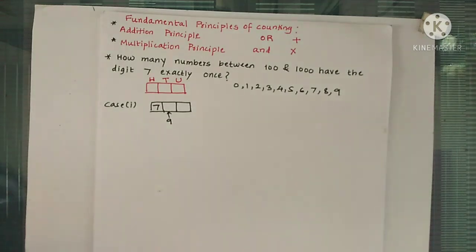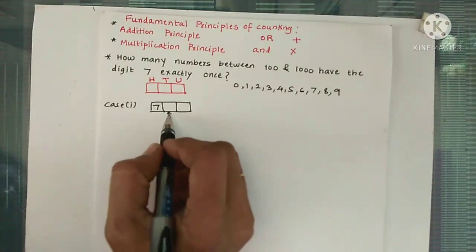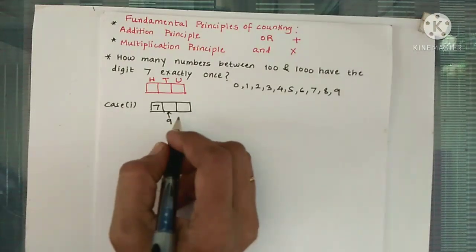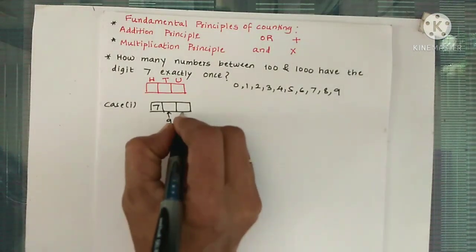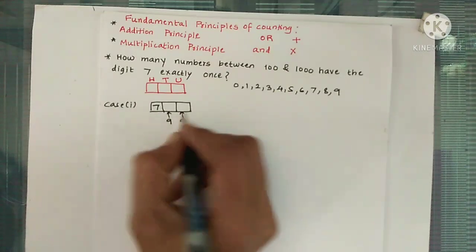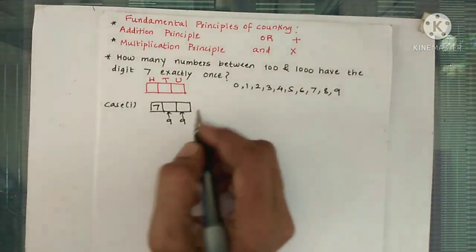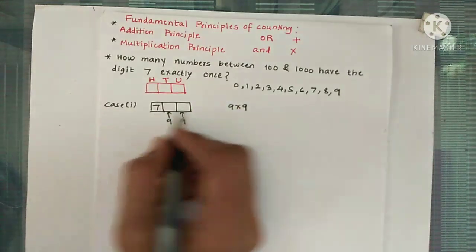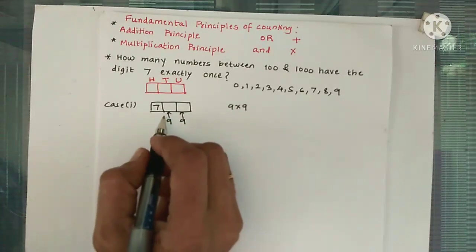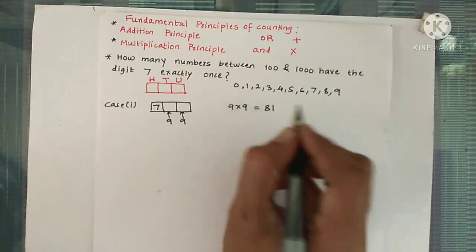So this place can be filled with any of the 9 digits except 7, because we want 7 to be exactly once, and we have 7 in hundreds place, so it is used. So the second place, tens place, can be filled in 9 ways. For the next one also we can use any of the 9 digits. So 7 is not repeated, but the other digits may repeat. So in case 1, the number of ways is, the first one is 1, because we are using only one digit for hundreds place, that is 7. So it is 81. So that is case 1.